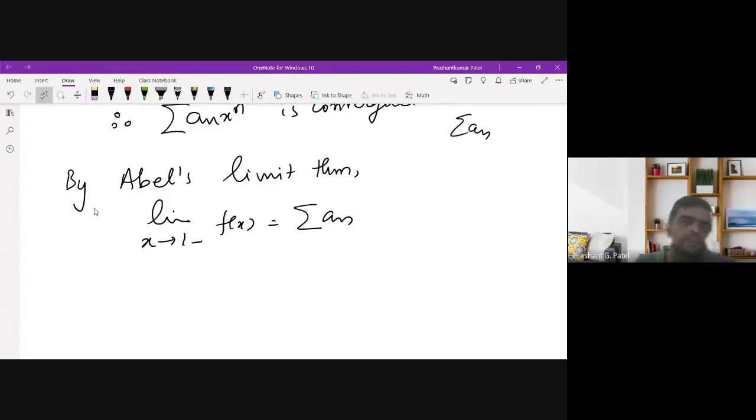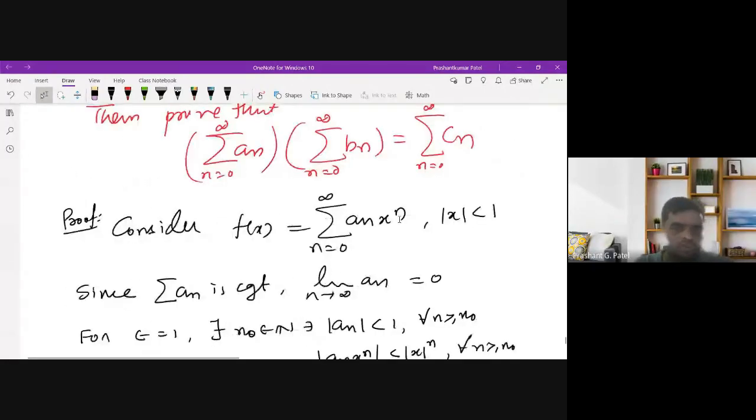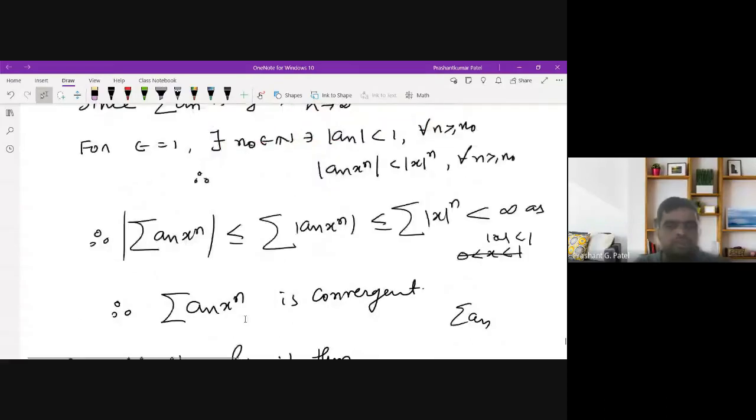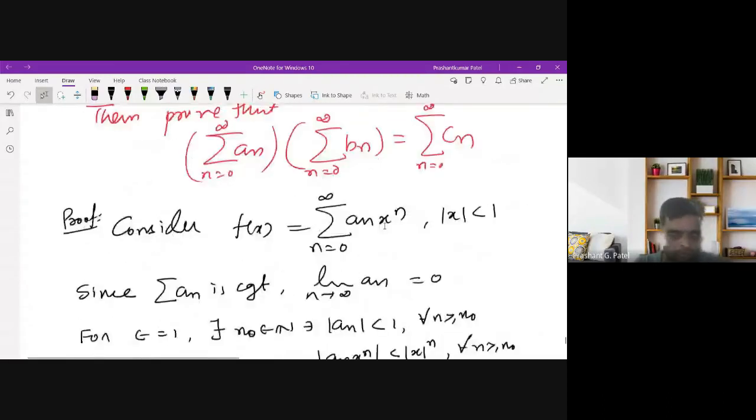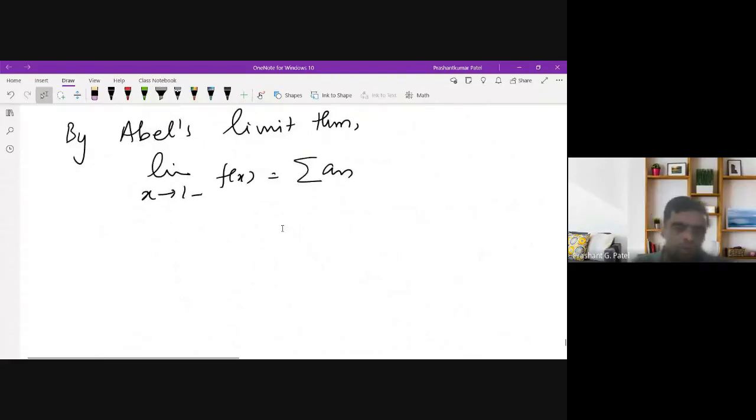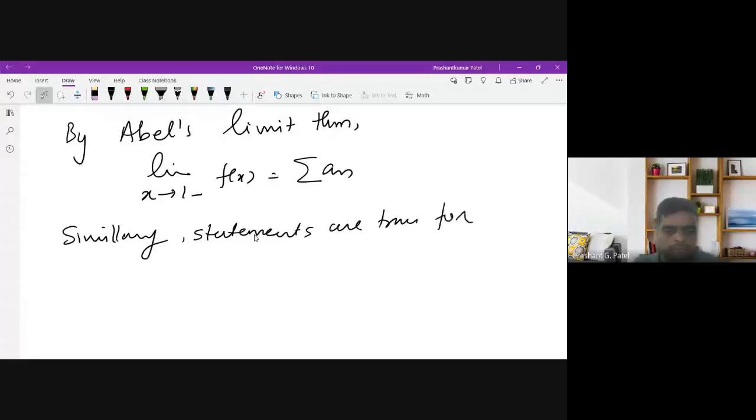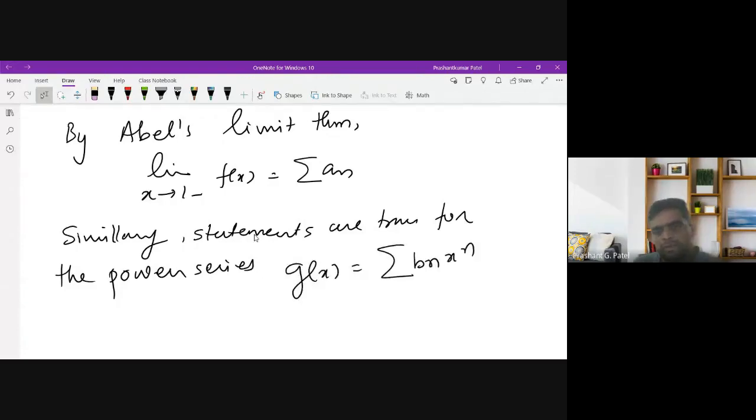And similarly, what we did for the summation of a_n x^n, the same calculation or same situation, we can do for b_n x^n and for c_n x^n. For a_n and b_n we have done it. So similar statements are true for the power series g(x) equal to the summation of b_n x^n, n running from 0 to infinity, and h(x) equal to the summation of c_n x^n, n running from 0 to infinity.